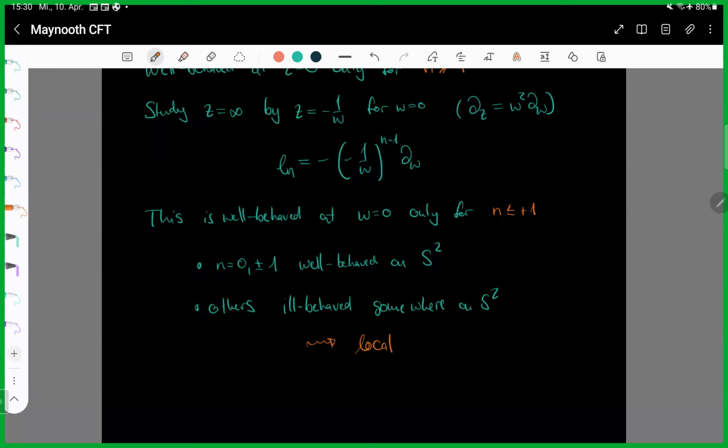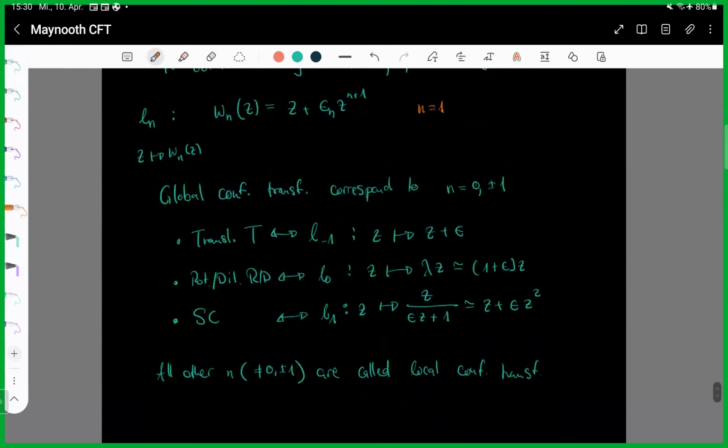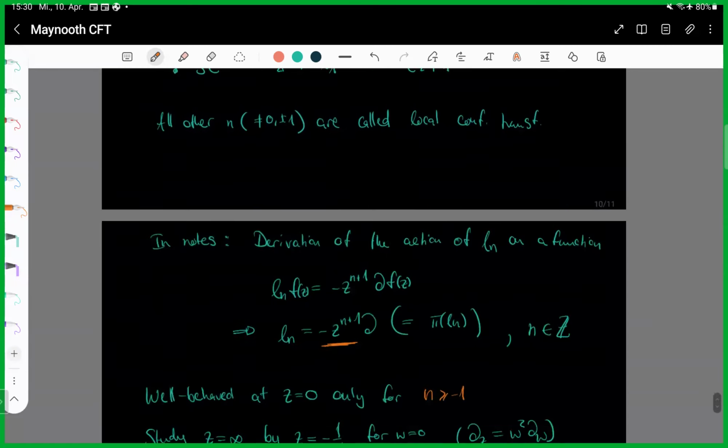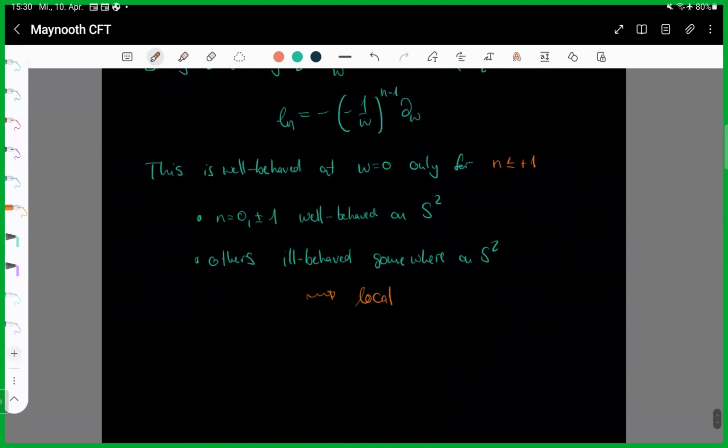Okay, so back to the question that was before. You see that these here are about the locality and the extension of the conformal group. So these things here are basically the generators of the Möbius group, right? So here we include the Möbius group, and we have seen that those are only L0 or L ±1, but we have an infinity of generators, and all the others are these local generators.